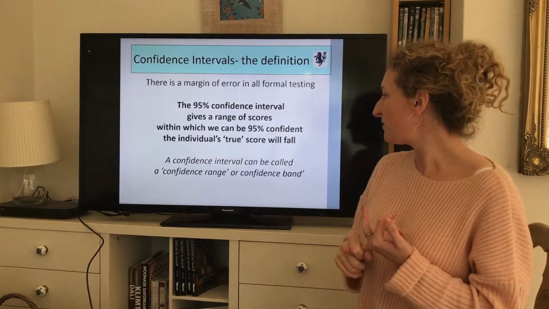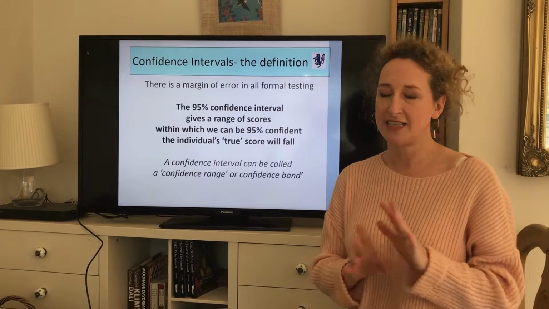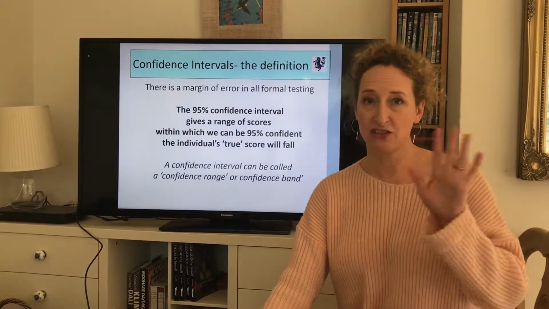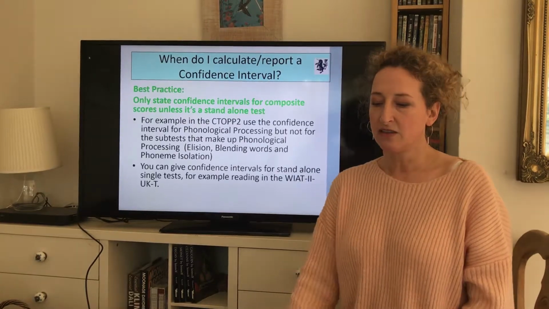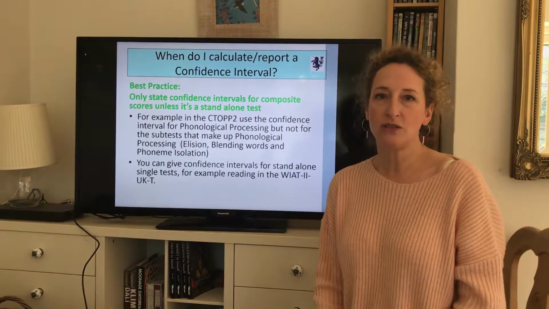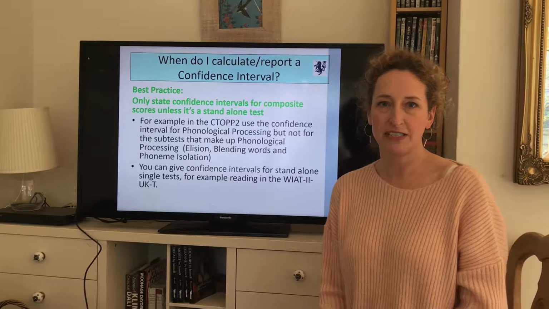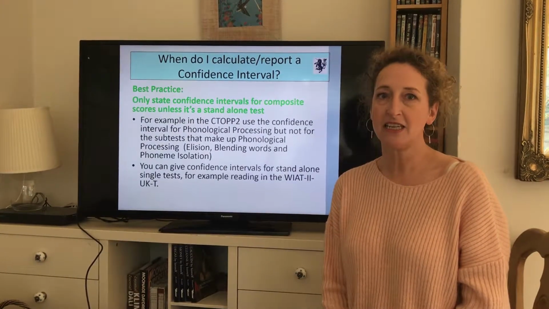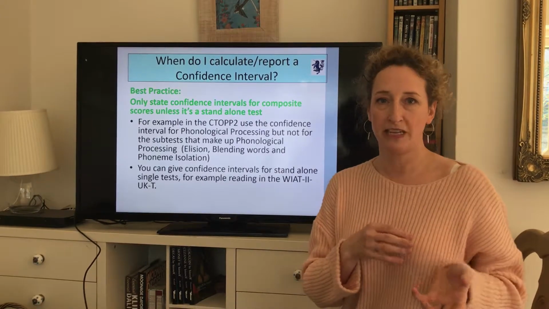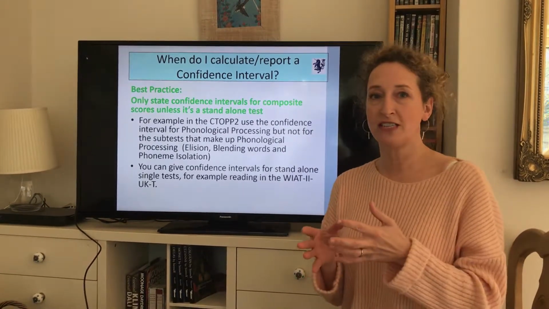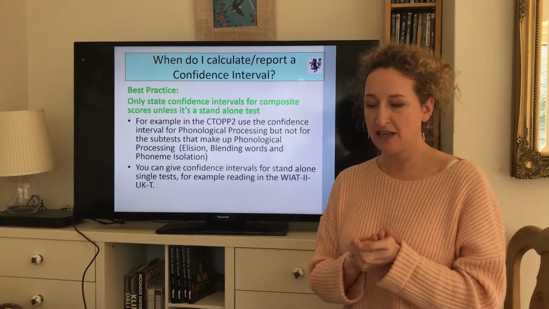Sometimes they're called confidence ranges or confidence bands. It's exactly the same thing. Once again, it's just a little bit of terminology that's different. So, when would you calculate a confidence interval? Best practice is only on a composite. Composite scores are more reliable than subtest scores. So give your confidence interval for your composites.